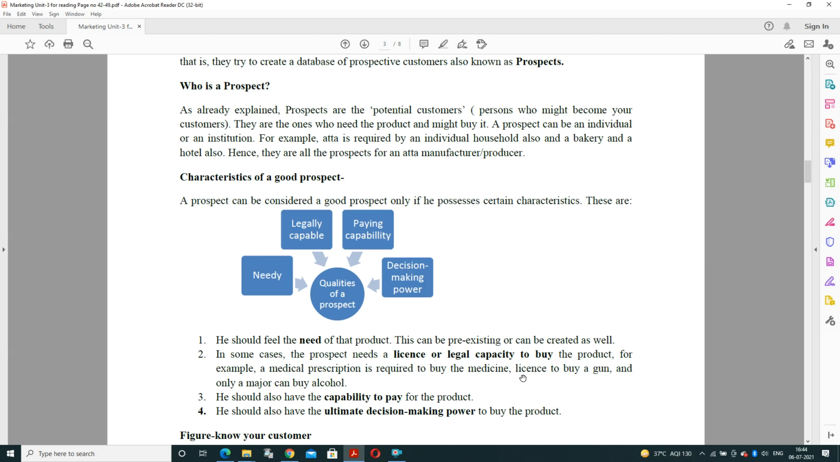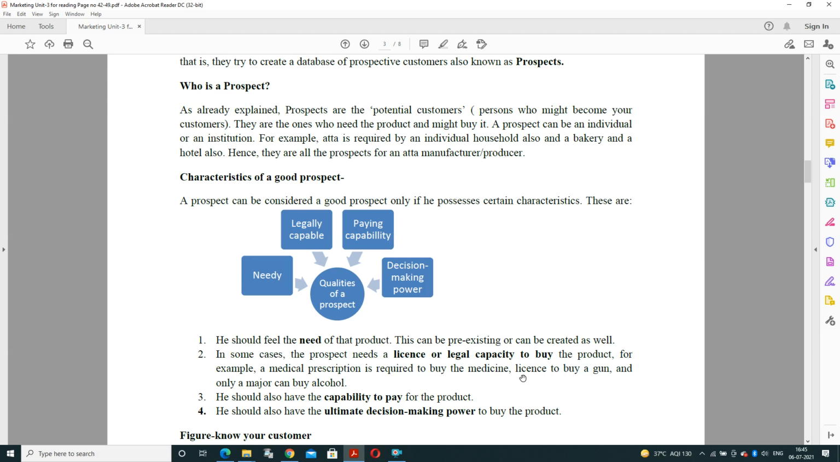In some cases, the prospect needs a license or legal capacity to buy the product. For example, a medical prescription is required to buy medicine, a license to buy a gun, and only a major can buy alcohol. These are some legally restricted products that depend upon the licensing system. And the third characteristic: the prospect should also have the capability to buy the product. He should be capable of paying money. And the fourth one, he should also have the ultimate decision-making power.